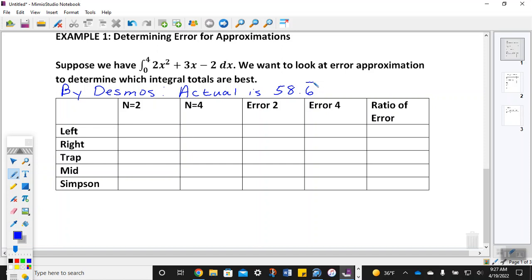Okay. All right, so here's the deal. I can make you do all of these for 2 intervals and 4 intervals. Just a quick review. What's the total interval length on our definite interval, kids? If I had 2 intervals right here, how long would each interval be? 2 for n equals 2. How long would each interval be here? 1. So here's the cool part. I'm not going to make you do that, okay?